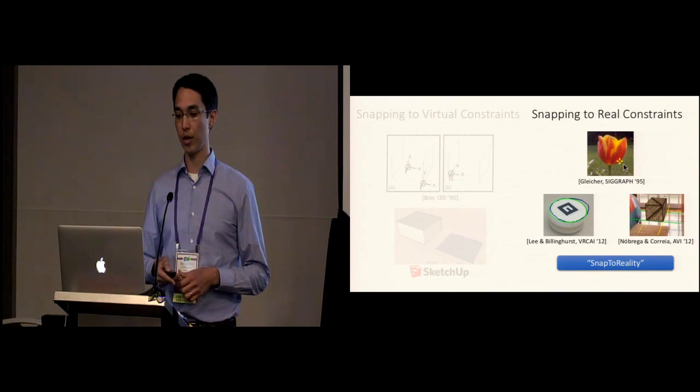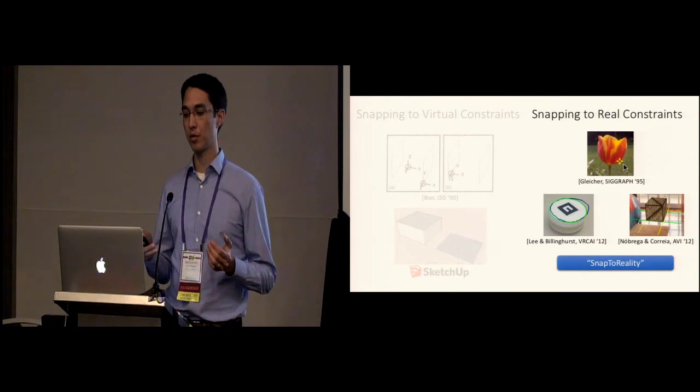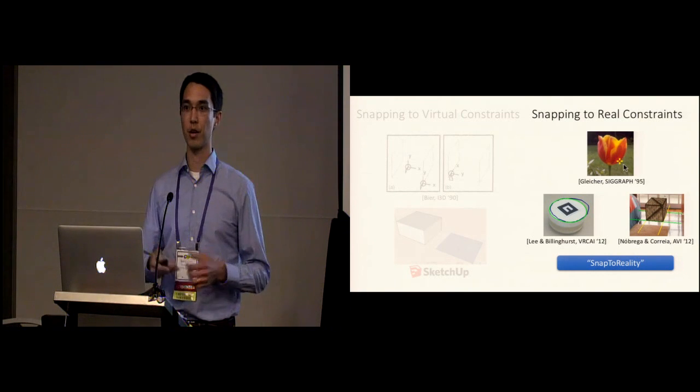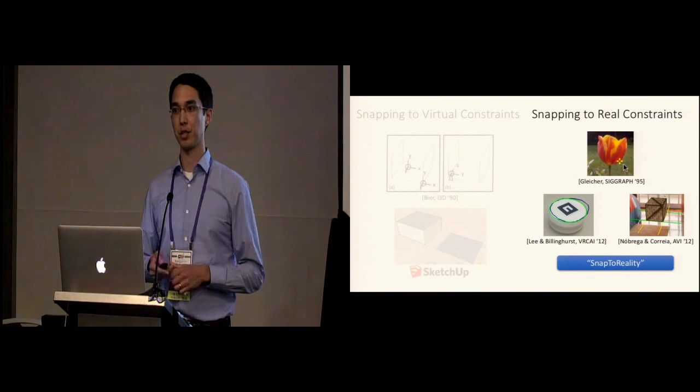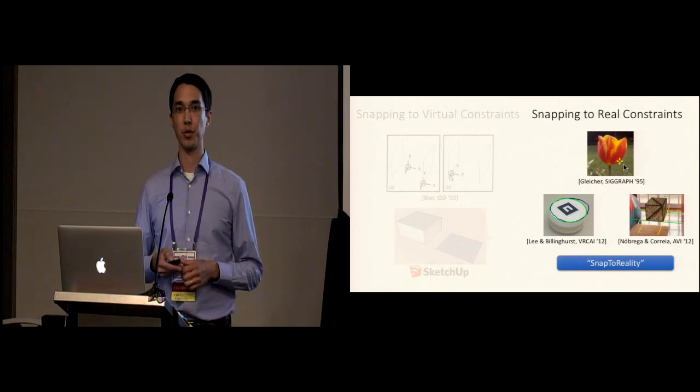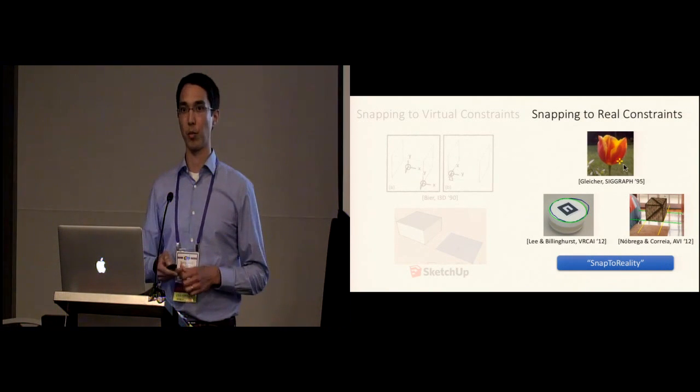And I'd like to point out here that snapping to virtual constraints is inherently easier than snapping to real constraints, because in the latter case, you need to extract these real constraints from the real world in real time. And we'll talk a little bit more about this in a moment.